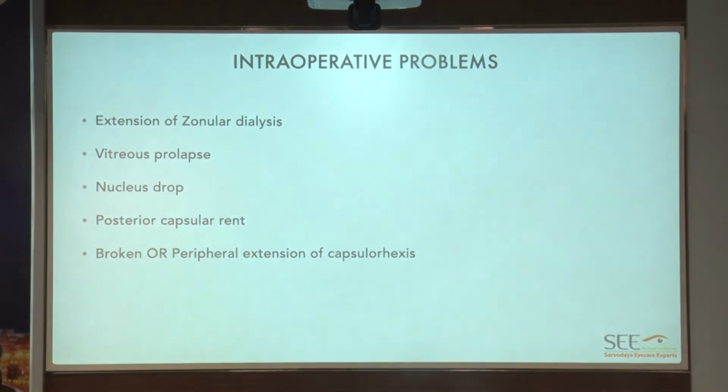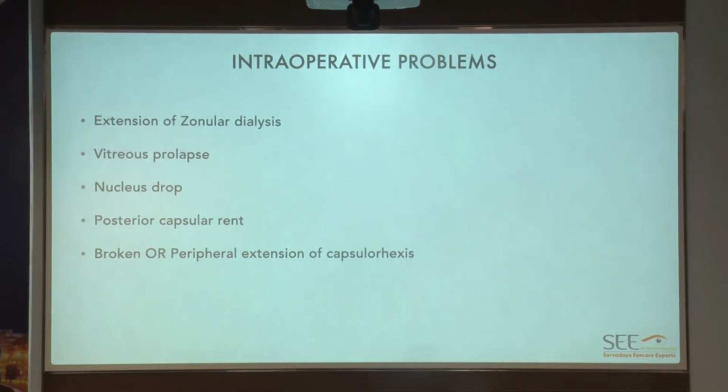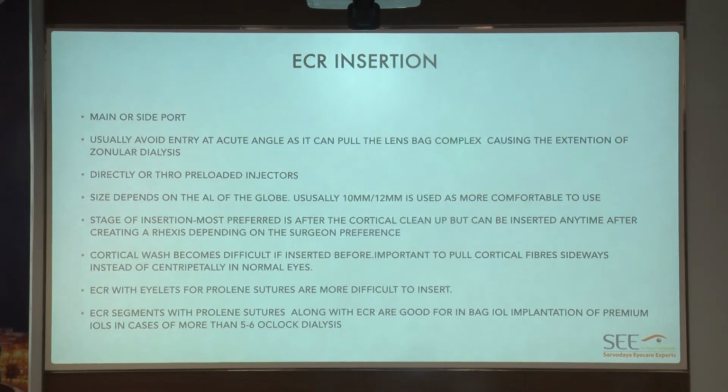The intraoperative problems that one can get are extension of the zonular dialysis during your cataract surgery. You can even get a vitreous prolapse if you are not very careful in managing the cataract removal during phacoemulsification in a patient with zonular dialysis. One can have a nucleus drop and a posterior capsular rent, or even a peripheral extension of the capsulorhexis if you are not very careful while making it.